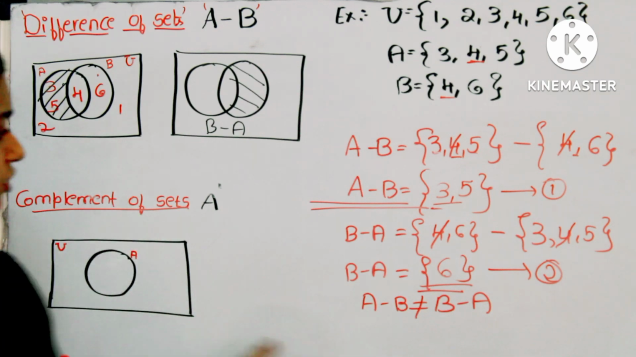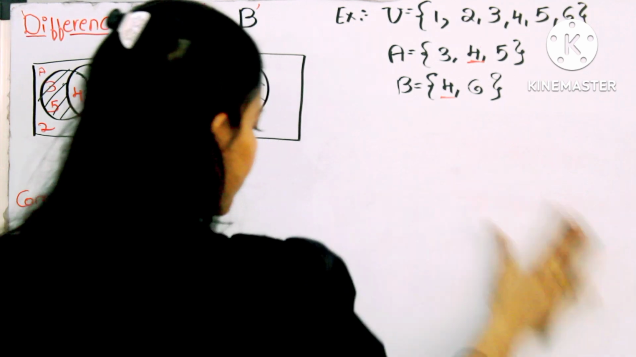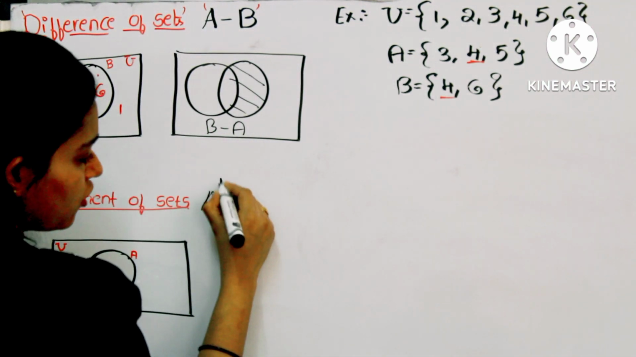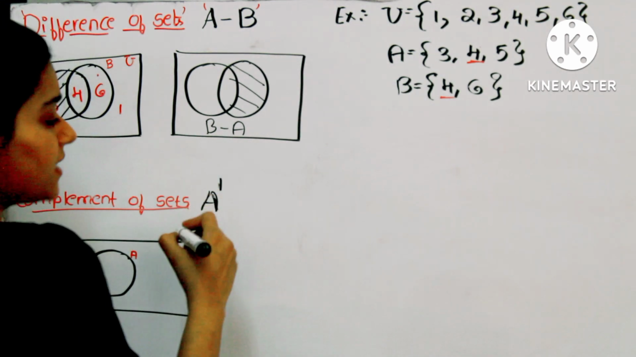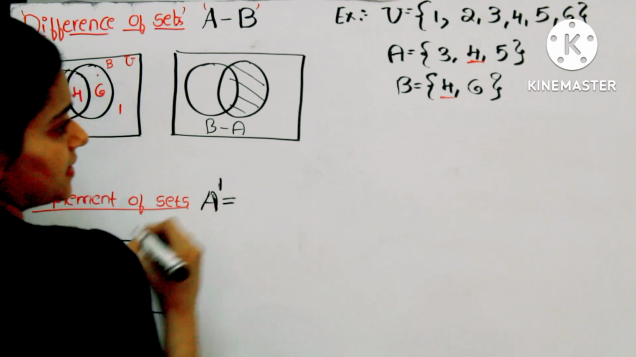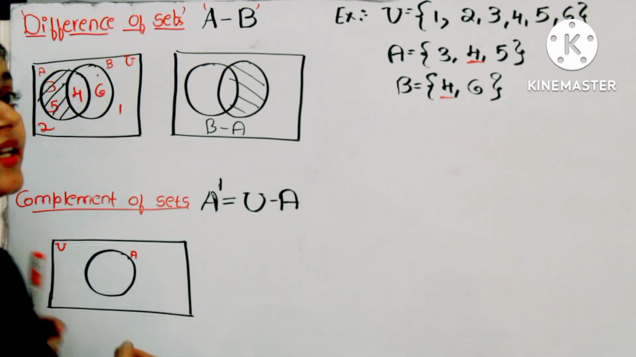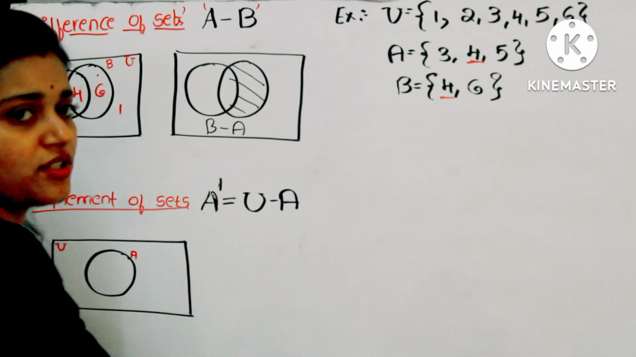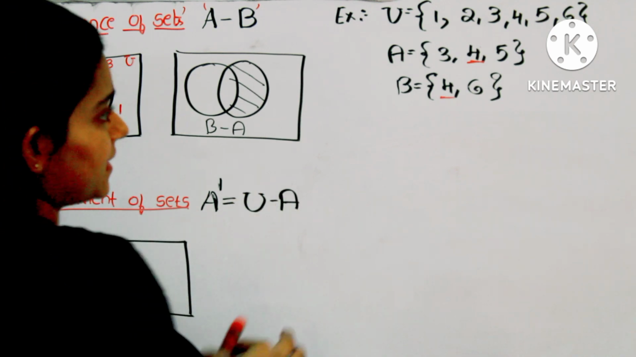Next is complement of sets. The complement of a set is denoted by A complement, represented like this. It is also called A dash. So A complement is equal to U minus A. What is U? U is the universal set. So in this case, A complement means you have to remove A from the universal set.